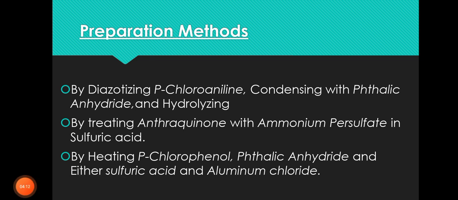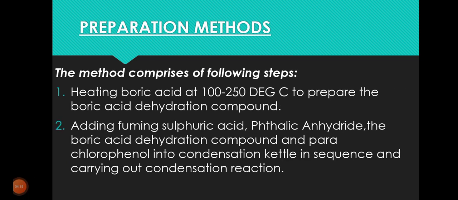This leads me directly to my next point, which includes the steps of its preparation method. The first one is heating boric acid to prepare a boric acid dehydration compound. The second one is adding fuming sulfuric acid, phthalic anhydride, the boric acid dehydration compound, and para-chlorophenol into a condensation catalyst in sequence, and carrying out the condensation reaction at 100 to 250 degrees Celsius.